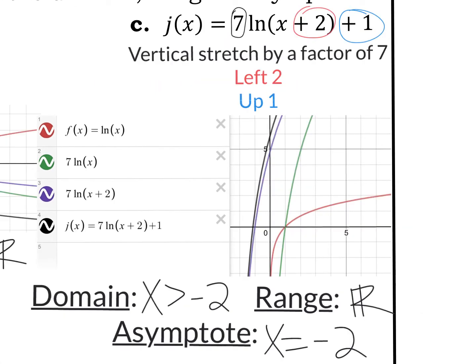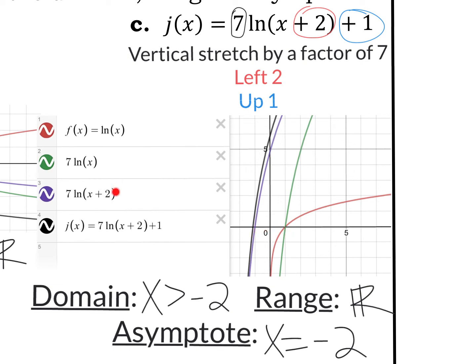All right, so in example C here, I have 7 times ln of (x plus 2) plus 1. So that's 7 multiplying on the outside. It's bigger than 1, so it'll vertically stretch it by a factor of 7. Here, the original's in red again. So the green one is just with the 7 on the outside, and you can see it's much taller, like you just pulled on the graph. The plus 2 is on the inside of parentheses, so that's going to make it go left 2. So you look at this green graph, and you can see it goes left 2 units to get to the purple graph.